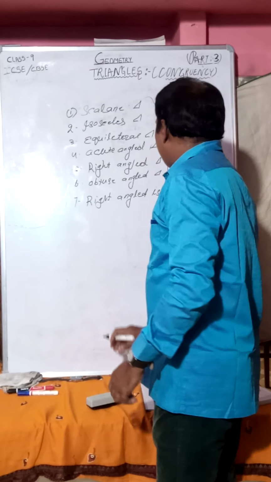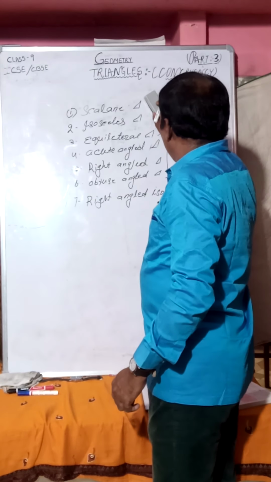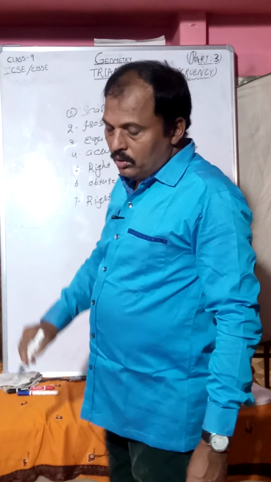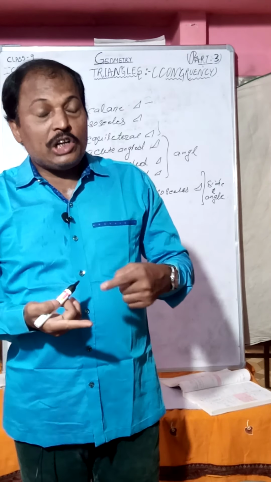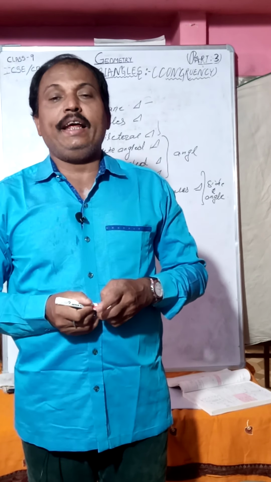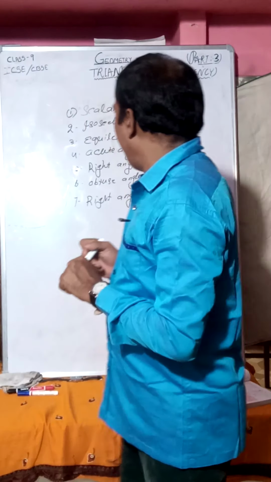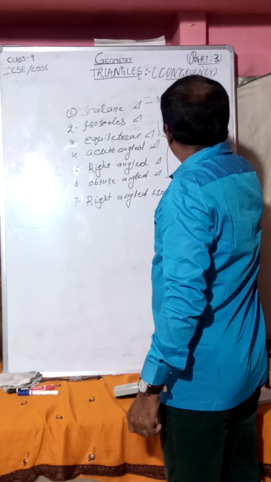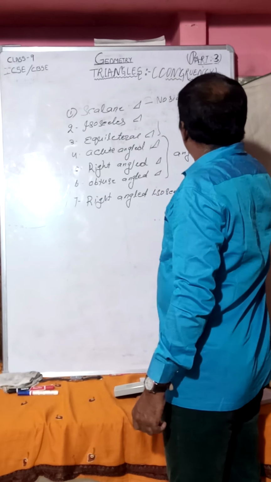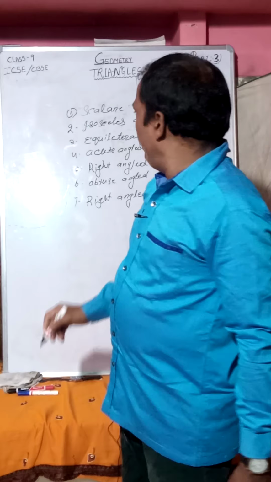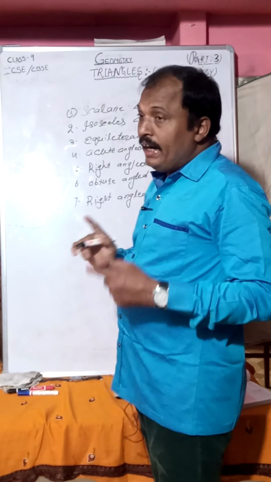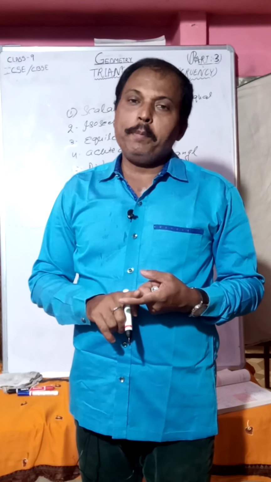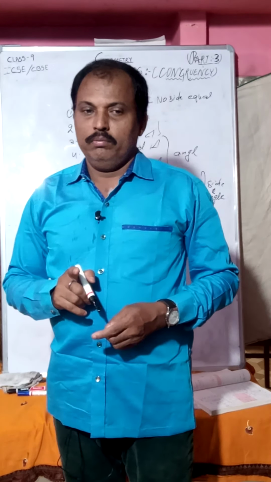So what is the definition of isosceles triangle? No side equal is isosceles triangle. Sorry, that is scalene triangle. Scalene triangle definition: no side equal.